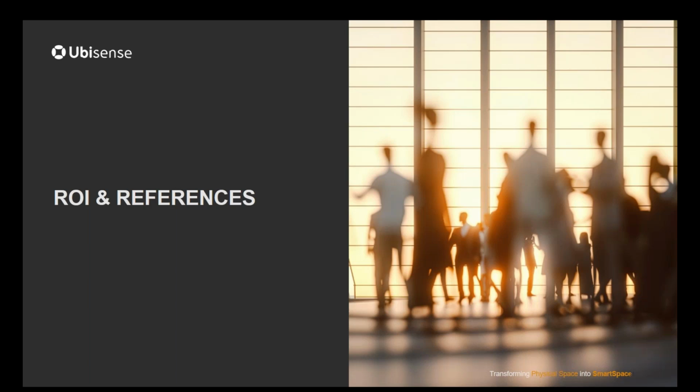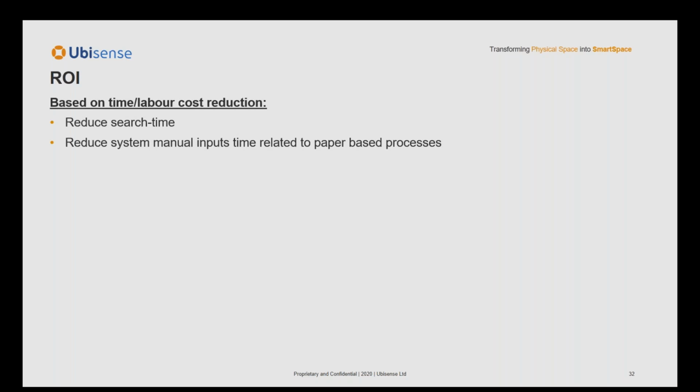Now let's have a look at return on investment and a couple of things about reference. There are different types of return on investment. Some are easy to show, some are more difficult to highlight. The easiest ones are those based on time and labor cost reduction, so reducing search time. If you find stuff very quickly, then you reduce labor time. If you reduce manual inputs into your system because of paper-based processes, you also reduce labor cost.